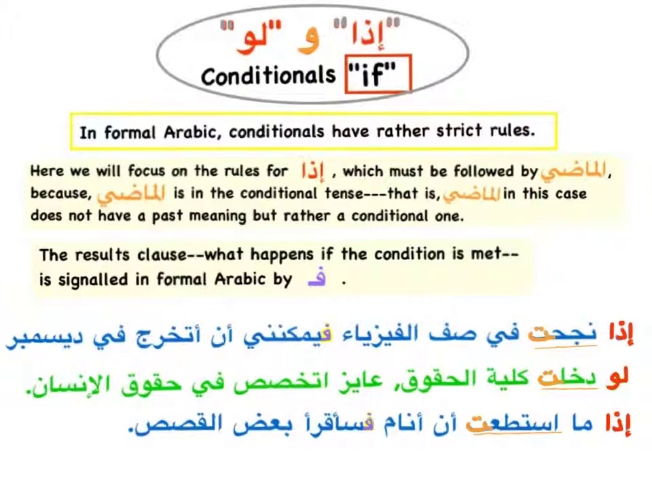And the last example is إذا ما استطعت أن أنام فسأقرأ بعض القصص. So إذا is the condition, ما استطعت is "I couldn't" in the past, and ف introduces the result clause سأقرأ بعض القصص. If I couldn't sleep, I'll read some books, preferably in Arabic.